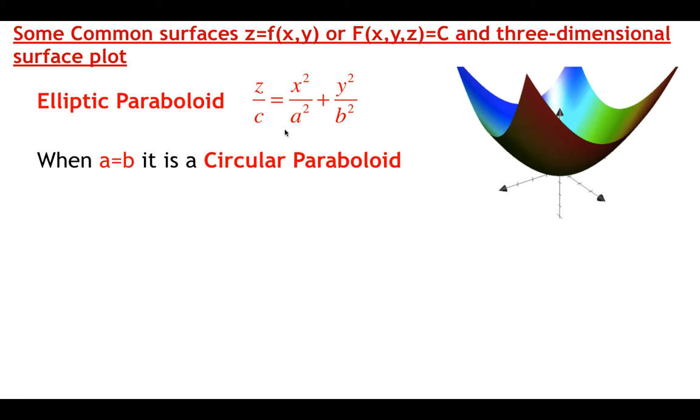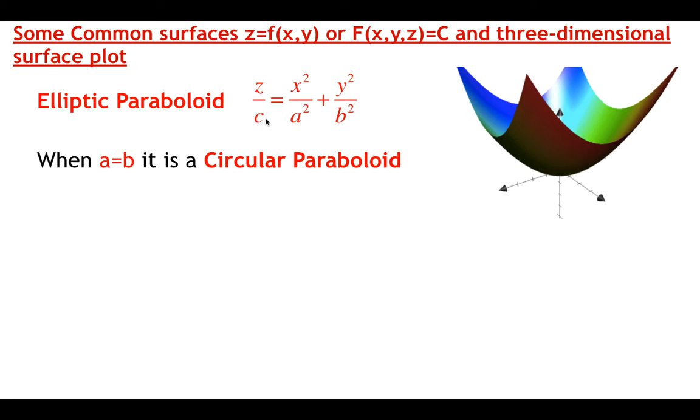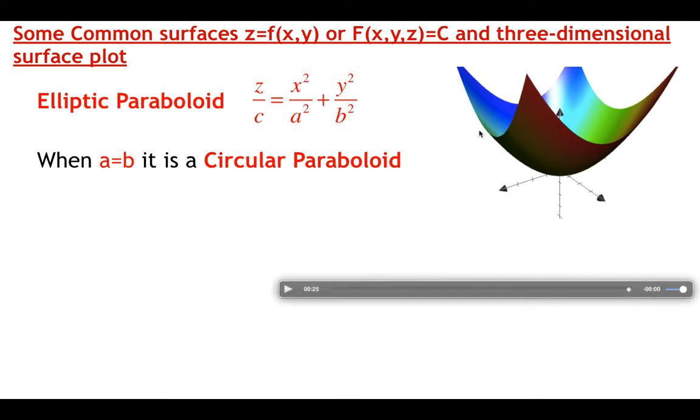Also to be noted is that this paraboloid here is drawn in the upward positive direction of z, so that means c is taken to be positive. If c is negative, the sign of c, then this paraboloid will be a downward paraboloid.